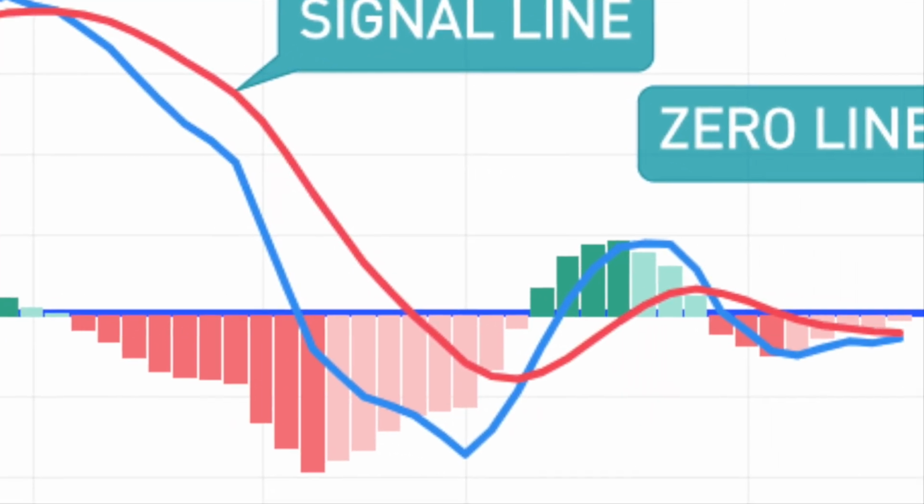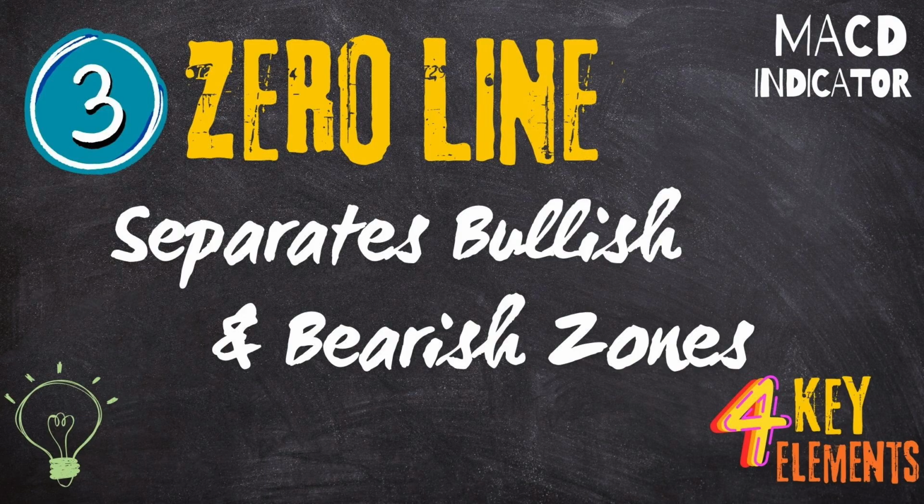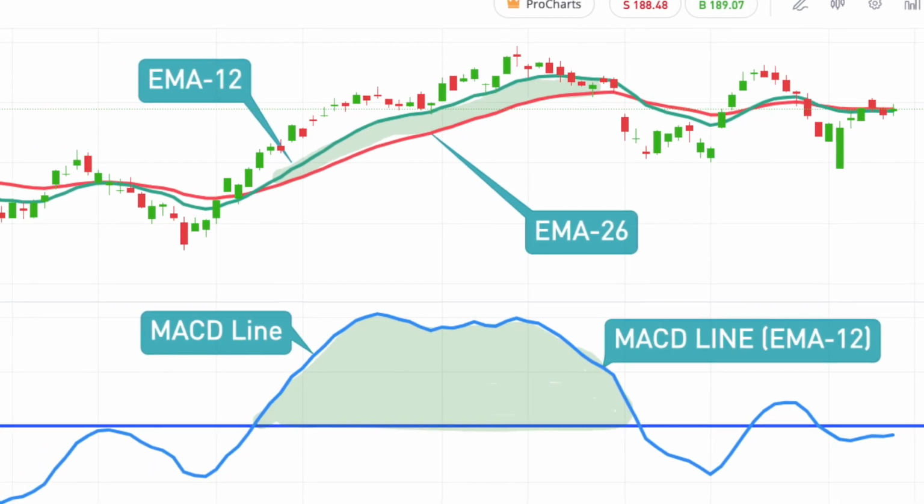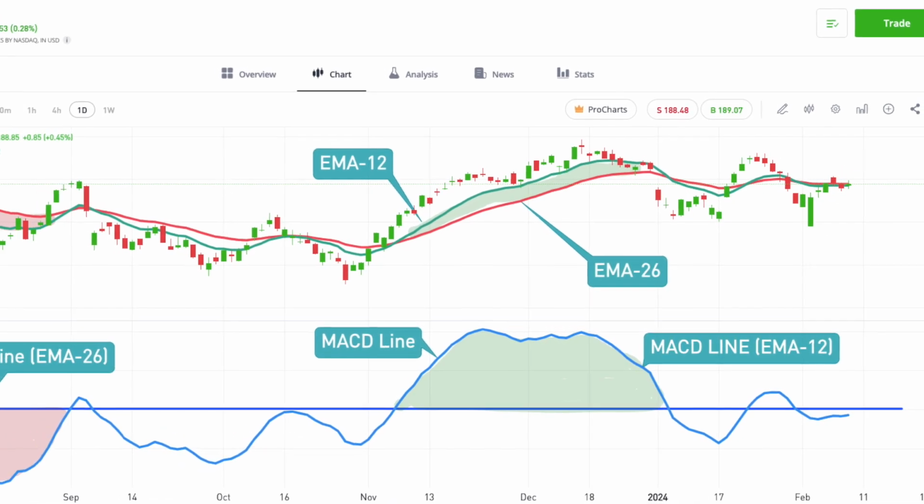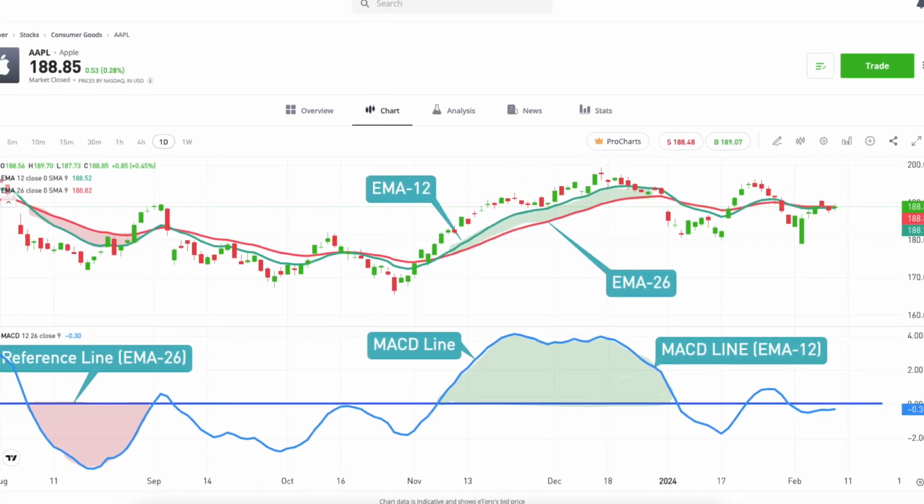Our next element is the zero line, which works as a point of reference and separates the bullish and bearish zones. Let's take a step back. Remember when we discussed that if we assume the MACD line to represent the short-term moving average, then the zero line represents the longer term moving average.